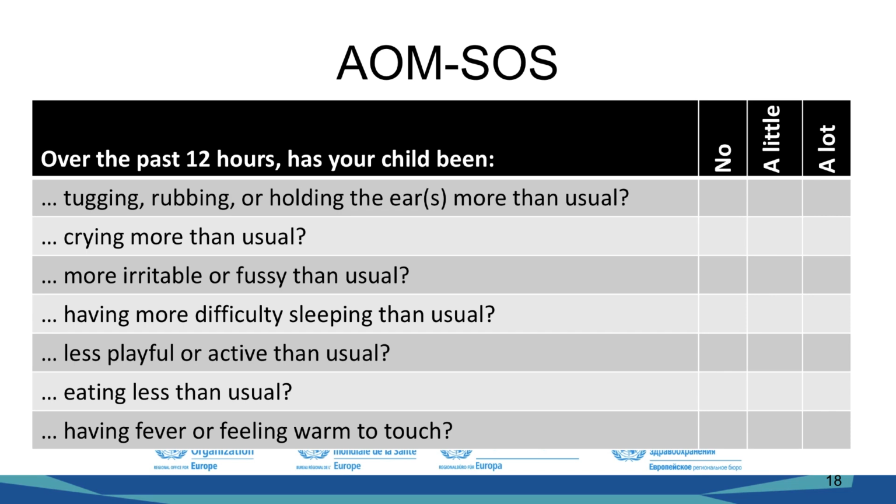The AOM-SOS is a validated questionnaire that can be used to interview parents and assess the severity of their child's symptoms. This questionnaire consists of 7 questions depicted here and includes an assessment of behaviors suggestive of pain, including ear tugging, crying, irritability, difficulty sleeping, playfulness, and ability to eat. Each answer of a little contributes 1 point to the composite score. An answer of a lot contributes 2 points. Per NICE recommendations, a cumulative score of greater than 8 should prompt the consideration of antibiotics in children who are less than 2 years of age.